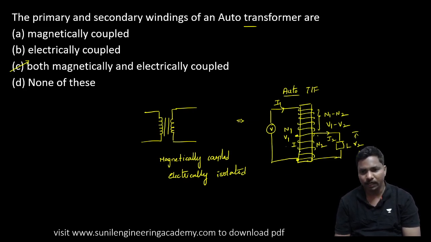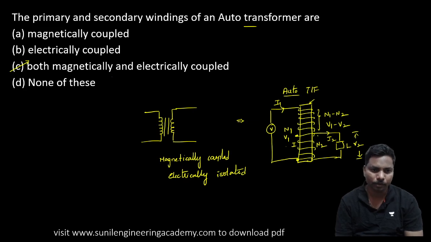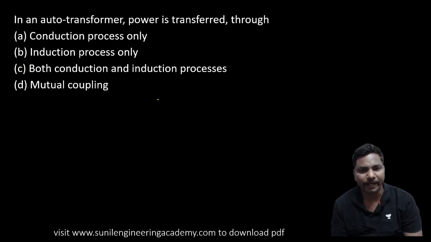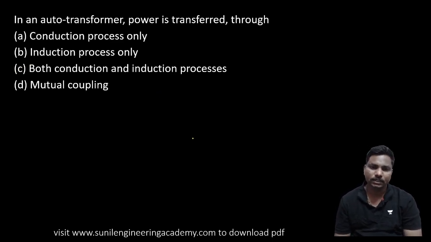Here there is direct contact between the primary and secondary, so we can say electrically coupled, and also through the flux, as the magnetic core is there, it is magnetically also coupled, both electrical and magnetic. In auto transformer, power is transferred through dash. Electrical means conduction, magnetic means induction. So here power is transferred through both conduction and induction process.